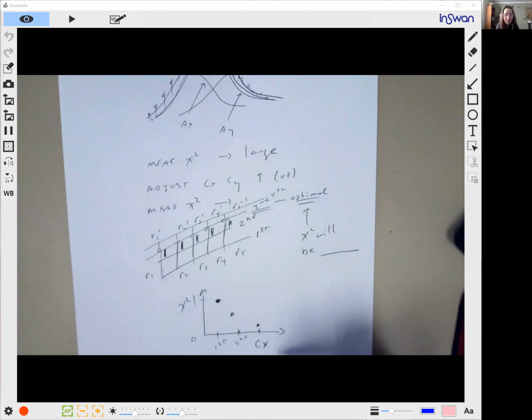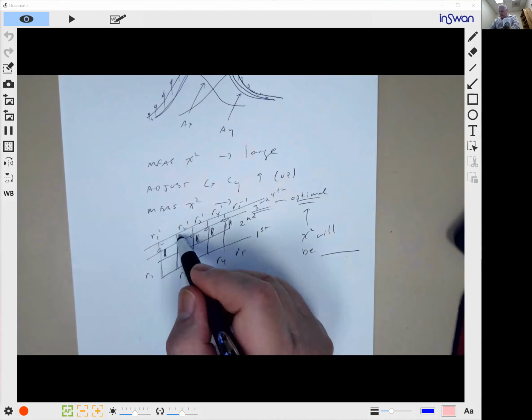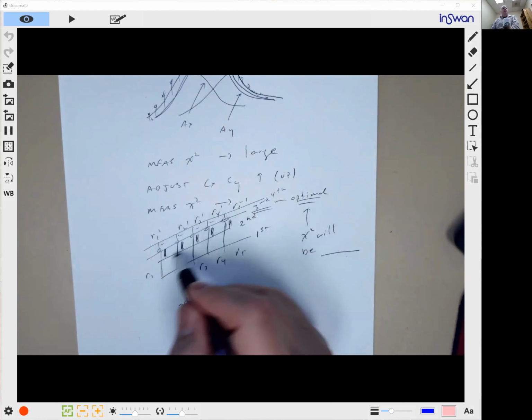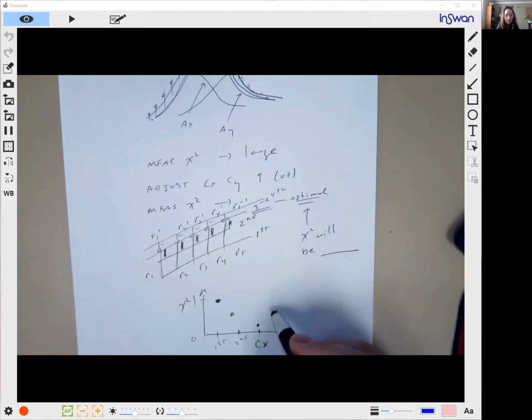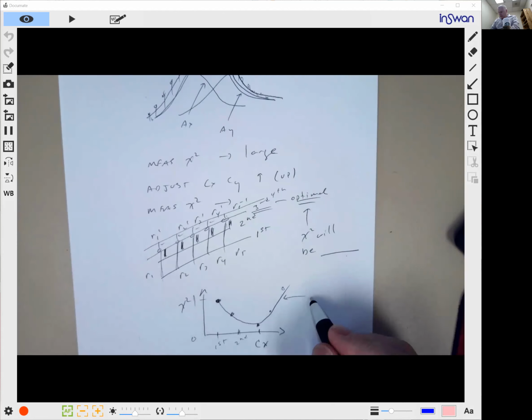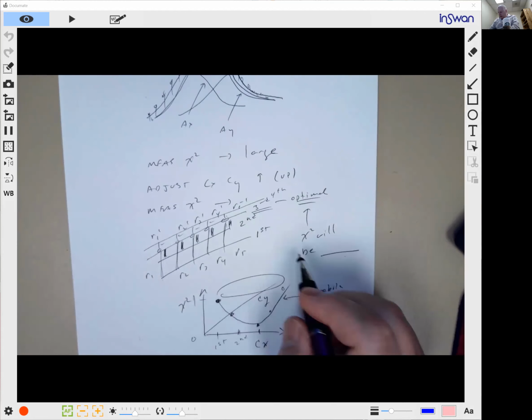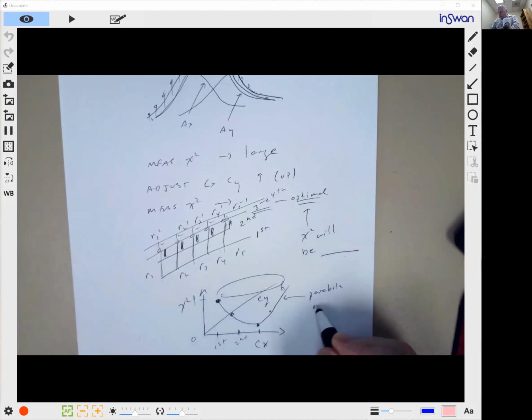And our fourth guess will be... Are you going based off of your little diagram? Yes. It'll be higher. So remember that we're adding the squares of these, so they'll be positive. It'll be higher again, right? And in fact, this is a parabola. And this in Cx and Cy is a parabola of revolution.